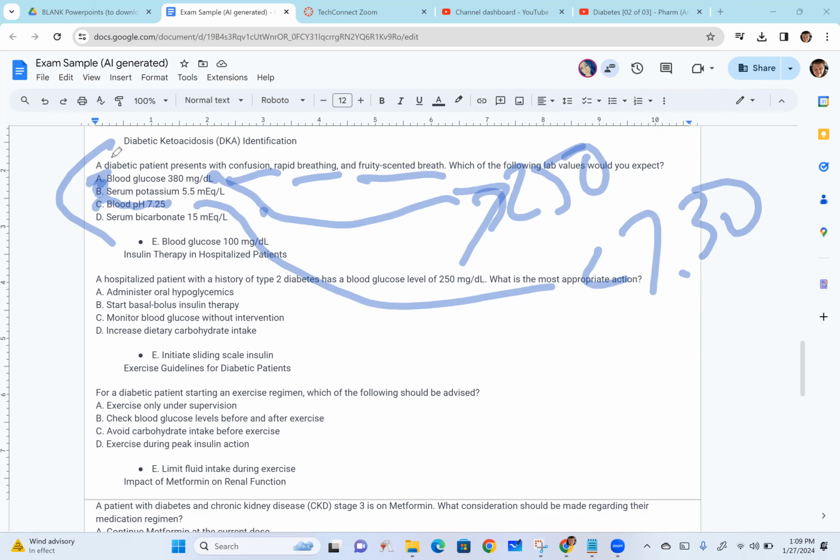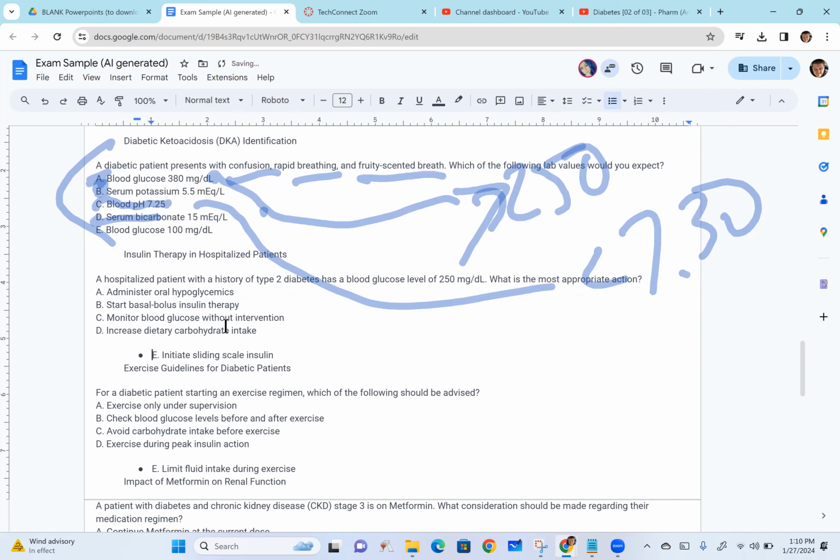Is less than 22 alkalotic or acidotic? That's acidotic, right? So in diabetic ketoacidosis, are they acidotic? Yes. So all of these are correct. And then we got E over here. It's special formatting here. Let's try to make this make more sense.